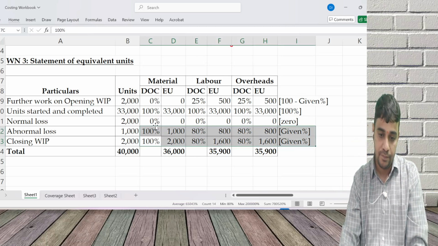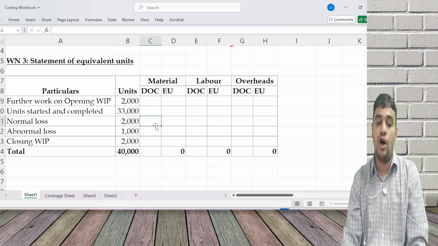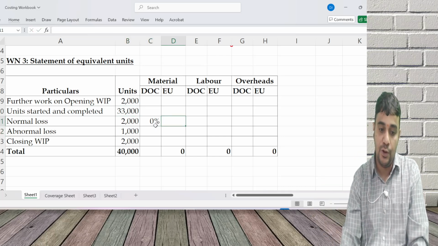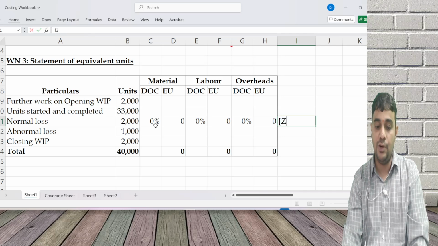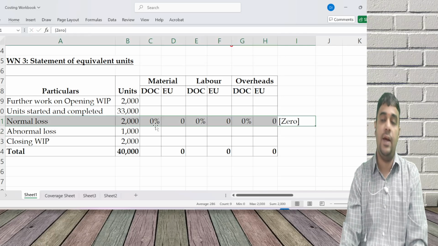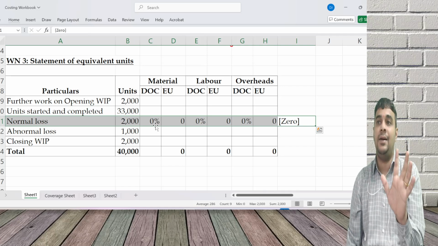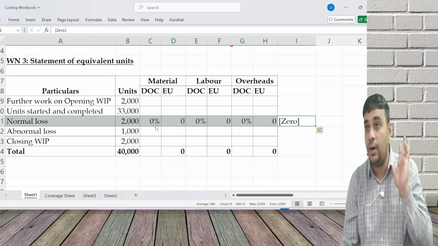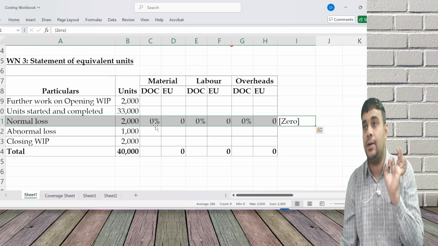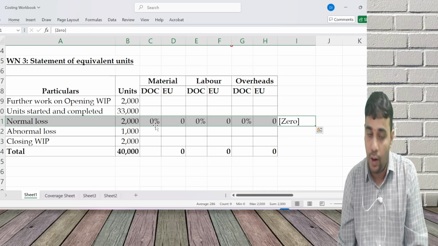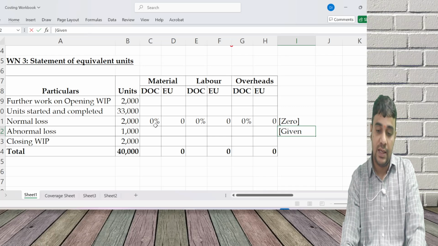The rule is, first I start with normal loss. The rule is very simple: normal loss should not form part of the denominator. So I write 0%, 0 units, 0%, 0 units, 0%, 0 units. Now, you may ask, why should I write it here? If I don't write it here, then I may not be able to check whether I'm getting the total input. Technically, it doesn't make any difference. Even if you don't write normal loss here, it is okay. The only thing is you cannot check whether it is matching the total input or not. So 0%, 0, 0.